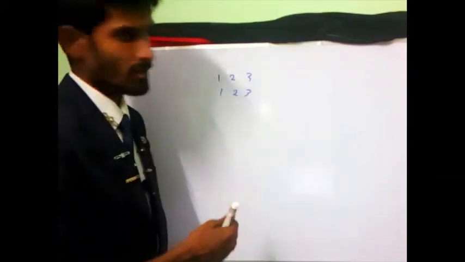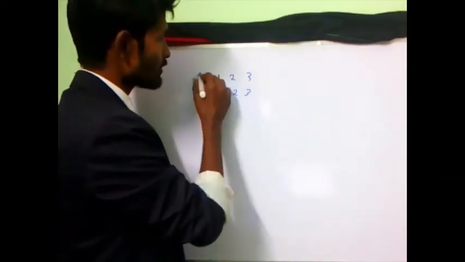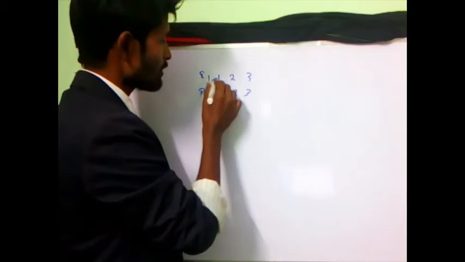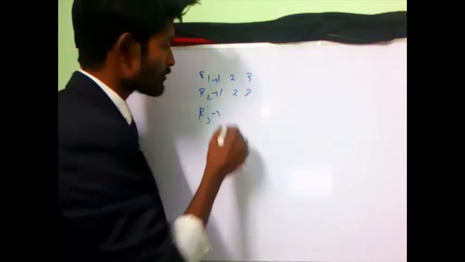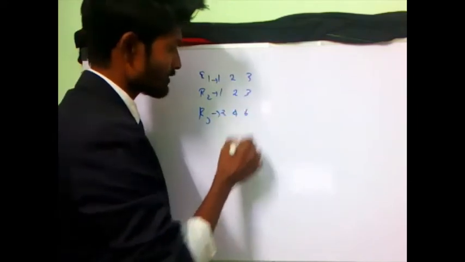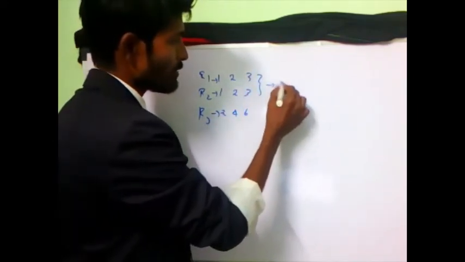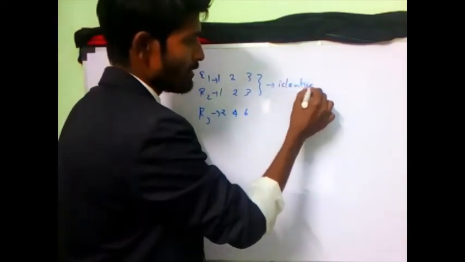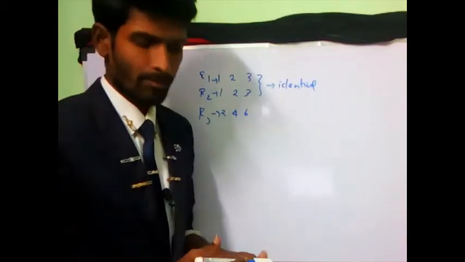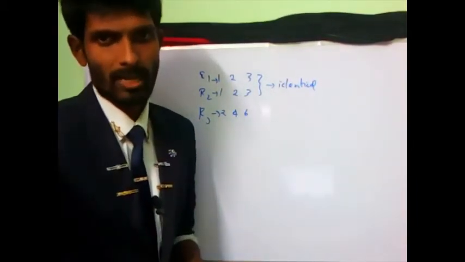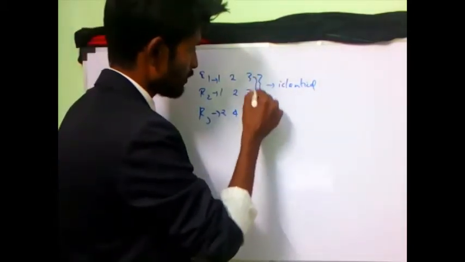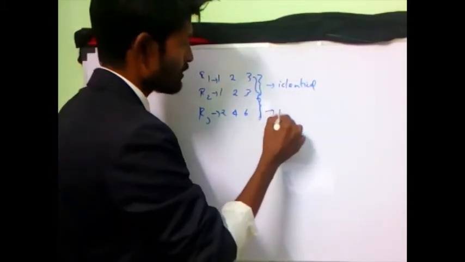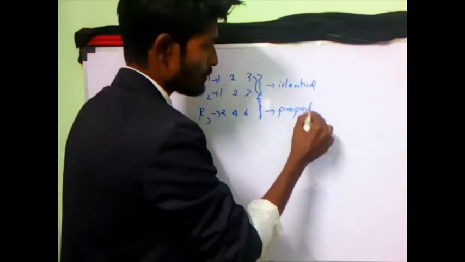Now listen here. Take this one as R1 and this one as R2. Now for R3, I write 2, 4, 6. The first two are said to be identical, because identical means the same thing is repeated once again. But when you compare R3 with these, it is proportional.